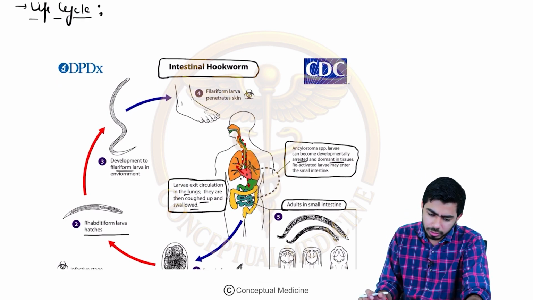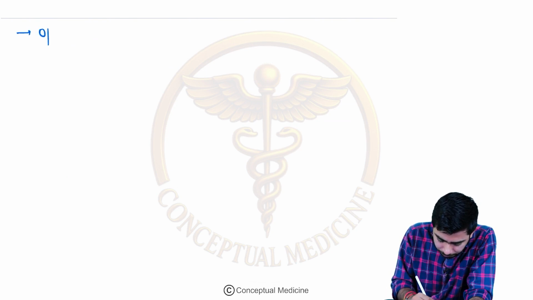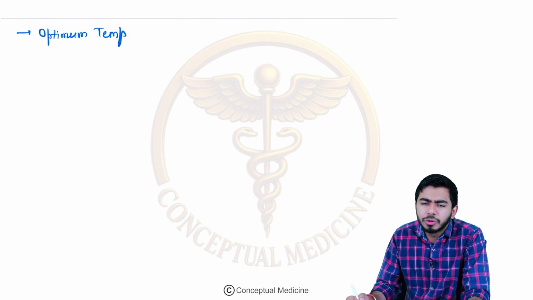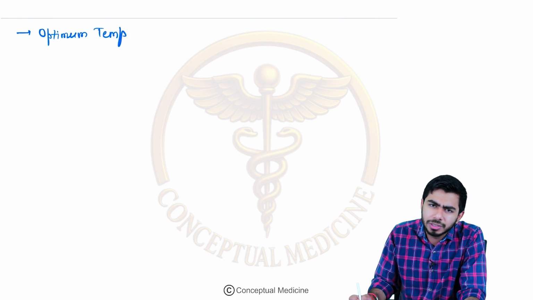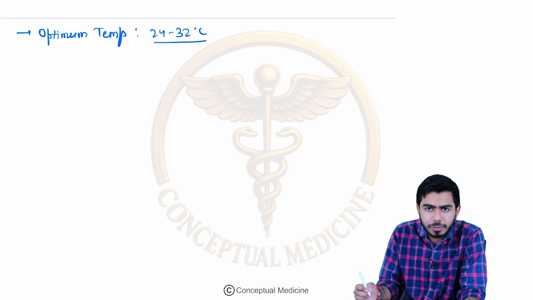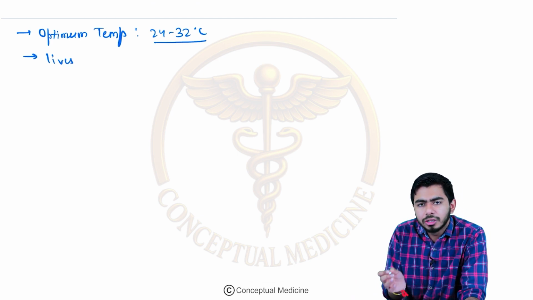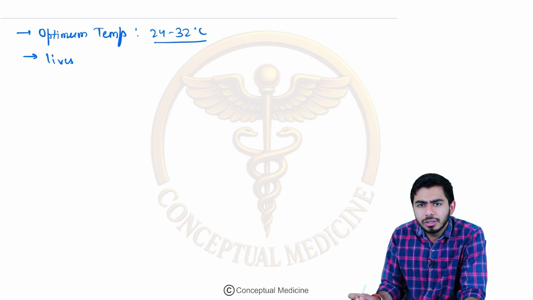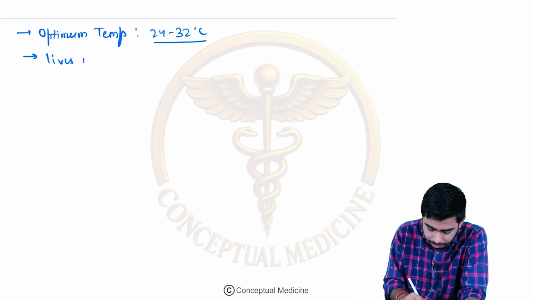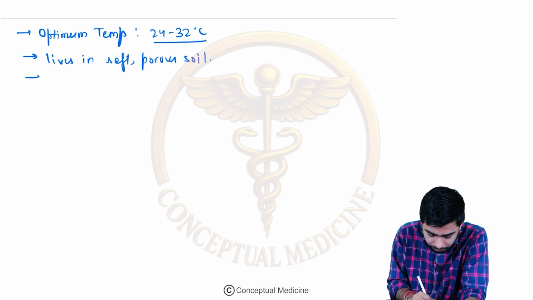Sometimes they might ask you, what is the optimum temperature for the proliferation of this particular helminth? For Ascaris I told you it was around 20 degrees Celsius or more. Here the optimum temperature is approximately 24 to 32 degrees Celsius. If you talk about the living nature, in Ascaris I told you they were living in hard soil or clay soil, and here I am talking about soft soil or porous soil. Those embryonated eggs, basically, that is the difference between these two.